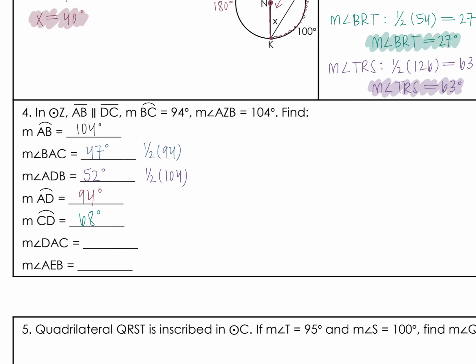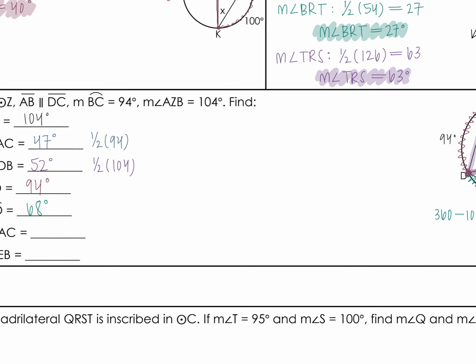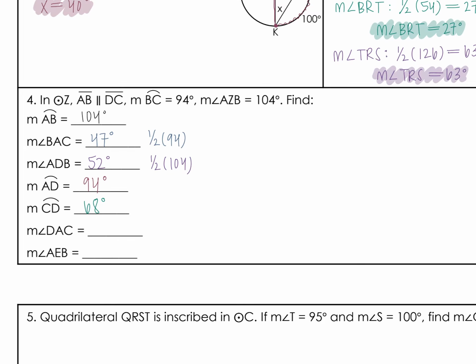Now let's look at finding the measure of angle DAC. Starting at D, going to A, and then C here, we have that inscribed angle being formed with the intercepted arc of DC. So we're going to take half of that 68 degrees to find the measure of that angle, which will leave you with 34 degrees.